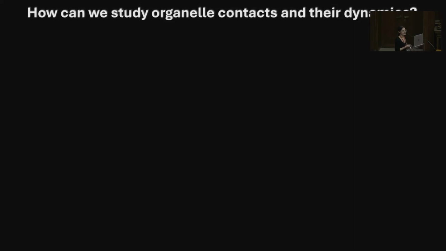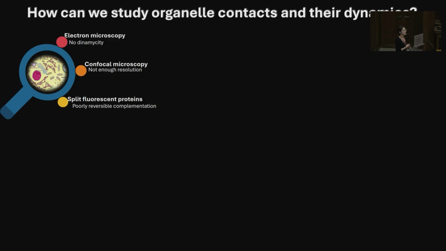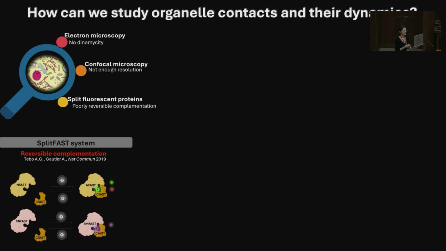But how can we study them and how can we study their dynamics? Electron microscopy does not allow the visualization of living cells. Confocal microscopy does not have enough resolution, while split fluorescent proteins, the majority of them, are endowed with poor reversibility. So in 2019, this group of chemists developed this split-FAST system, a reversible complementation system that has been developed for the visualization of protein-protein interaction at first.